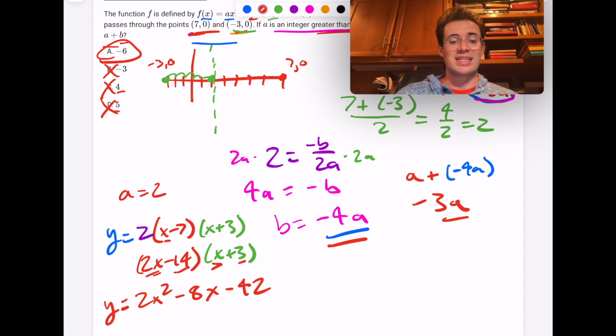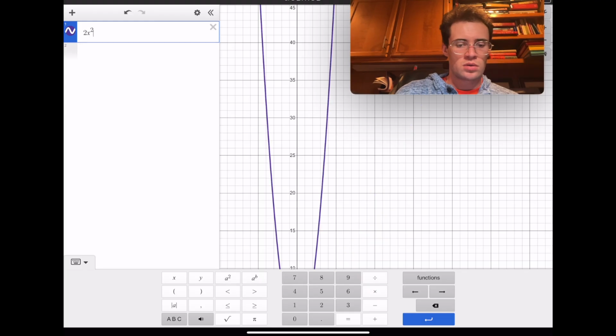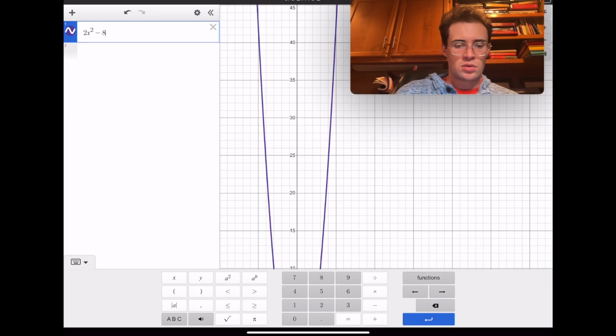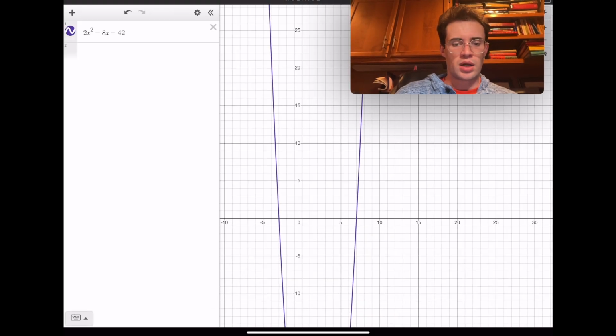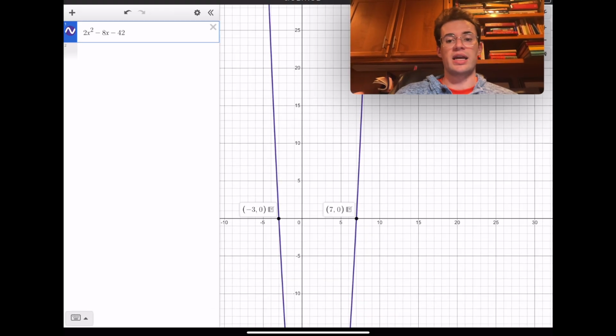You could plug that into Desmos. And it does pass through those two zeros we want, -3 and 7. And it passes the rule, a is an integer greater than 1. So a is equal to 2. Okay, so that's just a way to check your answer after you've done this. But the main thing we're doing here is using your axis of symmetry to relate the a and the b, and then just figuring out logically which of those could work if a is an integer greater than 1.